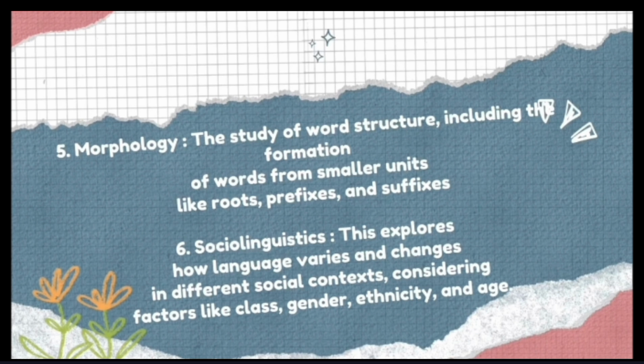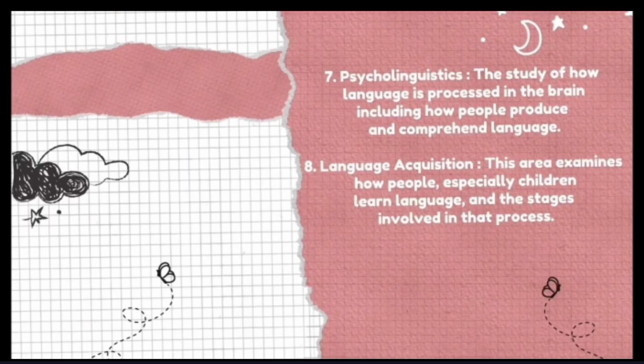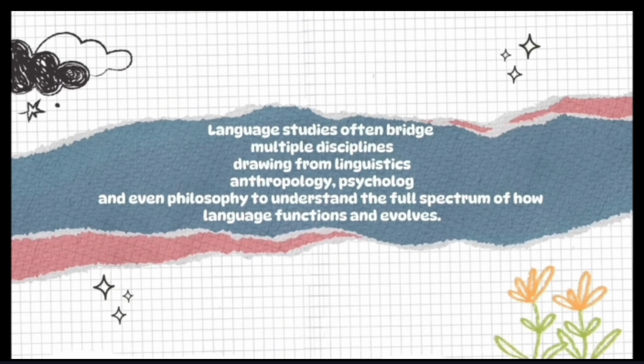Fifth, morphology, the study of word structure including the formation of words from smaller units. Sixth, sociolinguistics. This explores how language varies and changes in different social contexts. Psycholinguistics, the study of how language is processed in the brain, including how people produce and comprehend language. Language acquisition. This area examines how people, especially children, learn language and the stages involved in the process.